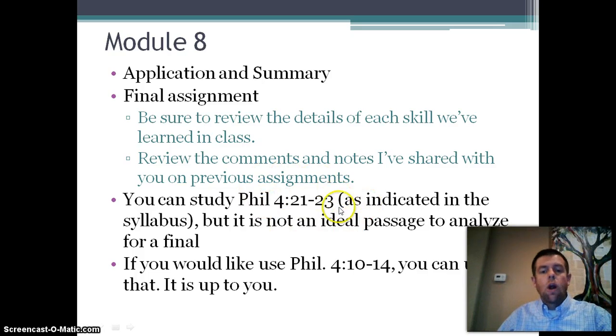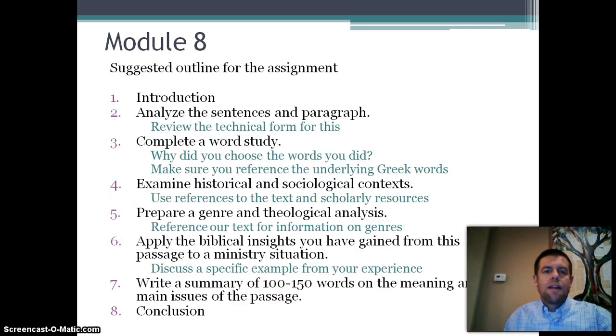Now, the assignment as listed in the syllabus says that they want you to do it on Philippians 4:21-23, and you certainly can do that. But I would like to open up another opportunity for you, as I think that isn't necessarily the most ideal passage. It's fine, but I think that Philippians 4:10-14 could be a better passage for this assignment. So it's up to you. You can choose which one you like more, but I think Philippians 4:10-14 might be more beneficial for you.